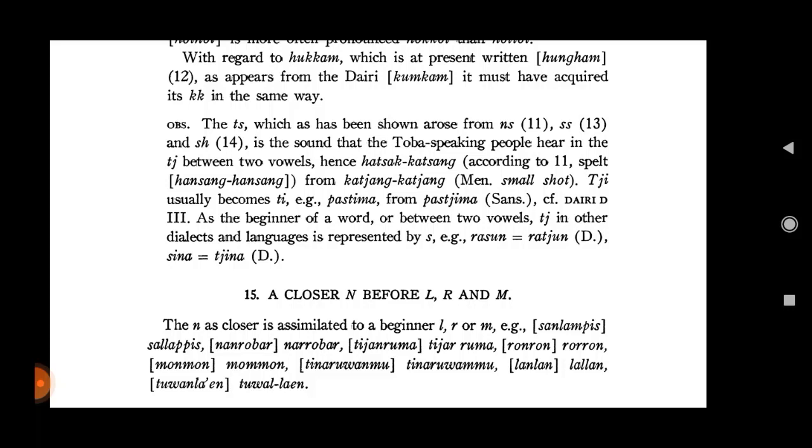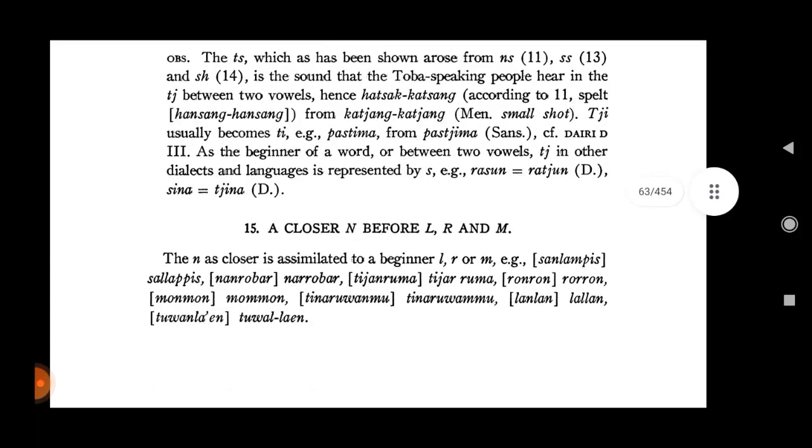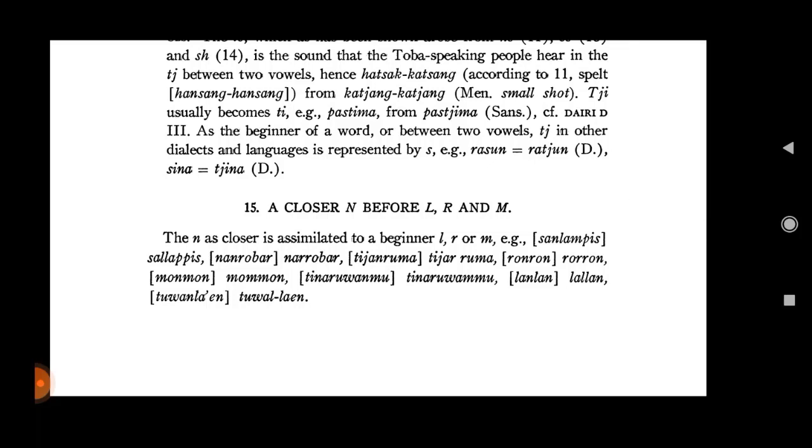DTS, which, as has been said, arose from an S, 11, SS 13, and SH 14, is the sound that the Toba-speaking people hear in the che between two vowels, hence hatsakasang. According to 11, spelled hasang from kacang, man, small salt. T usually becomes T, e.g. pastima from paschima, Sanskrit. Cf. Dairi 30. Cf. Dairi Day 3. As the beginner of a word, or between two vowels, Ch. in other dialects and languages is represented by S, e.g. rasun, rachun, sina, china.